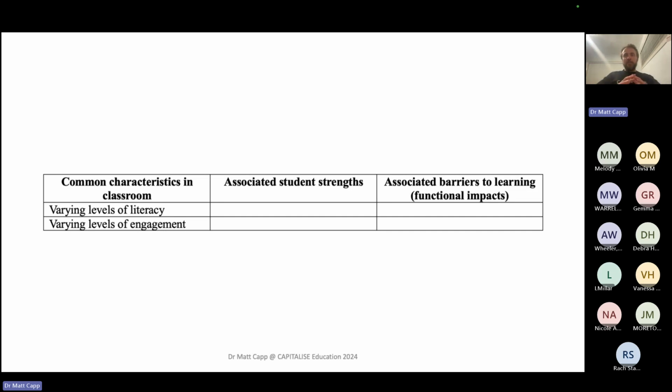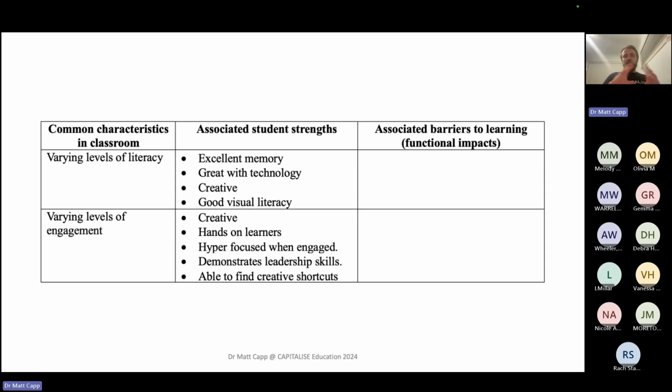So once we've come up with those common characteristics for groups of kids in our class, we then problem solve or identify what are those strengths within each one of those common characteristics that we see within our class. So for varying levels of literacy, we've got kids with excellent memory, we've got kids who are great with technology, we've got kids who are creative, and kids who have good visual literacy, because if I struggle to read, I'd probably have a better enhanced visual literacy. With kids with varying levels of engagement, I've got kids in my class who are creative, hands-on learners, hyper-focused when engaged, that demonstrate leadership skills and are able to find creative shortcuts.